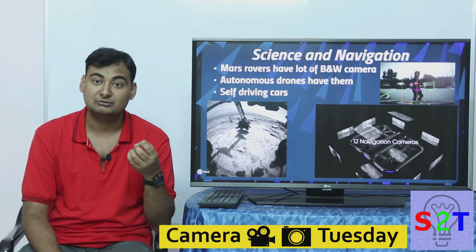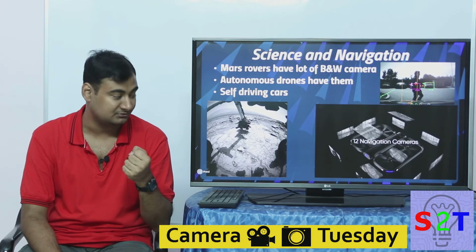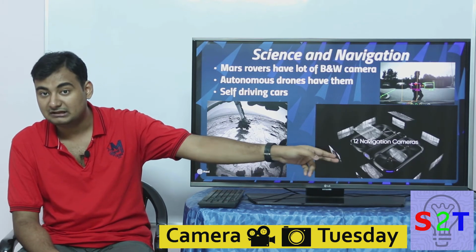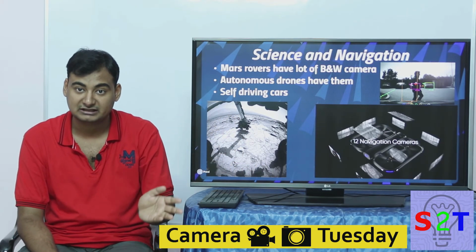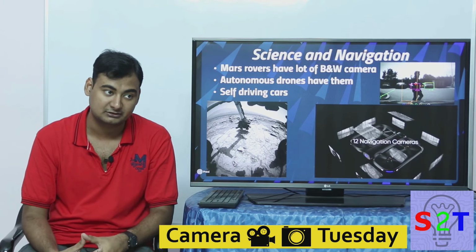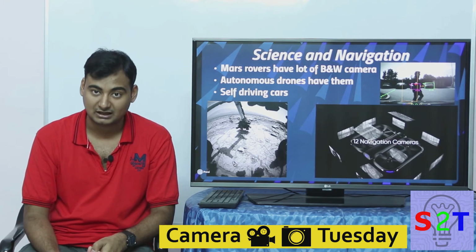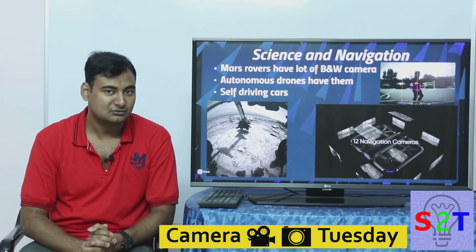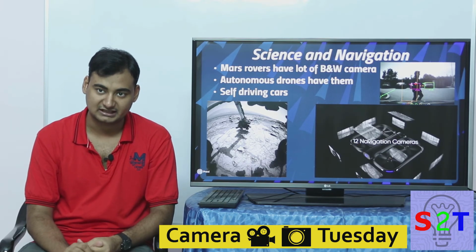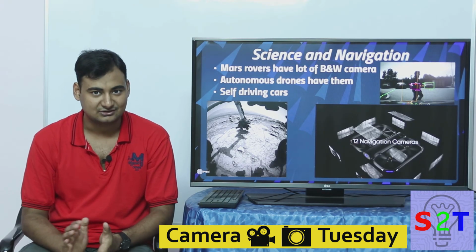And now we have autonomous drones, photographic drones that are coming into the market, like this one. It uses 12 navigational cameras. Now imagine 12 color cameras, the data throughput that is needed for the processor to handle would be too high. So black and white cameras have a lot of use in our modern day-to-day life. So suffice to say, don't just count them out yet.